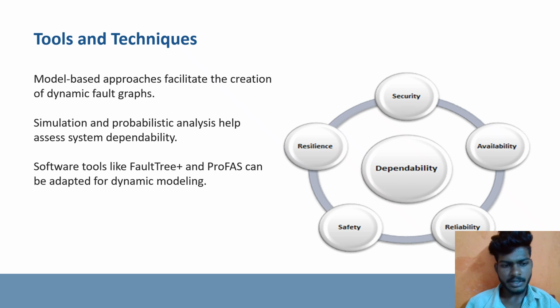Next, tools and techniques. Model-based approaches facilitate the creation of dynamic fault graphs. Simulation and probabilistic analysis help assess system dependability. Software tools like Galileo, SHARPE, and PRISM can be adapted for dynamic system modeling.